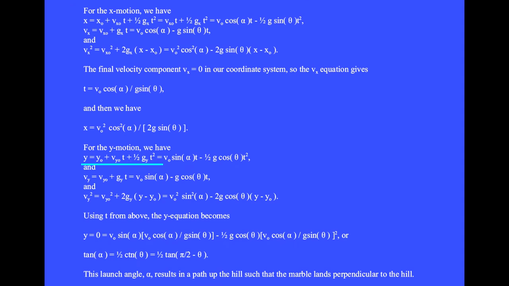For the y motion, we set y sub 0 equals 0, and g sub y equal minus g cosine theta to get this. The y component of the final velocity becomes this. And here is v sub y squared.